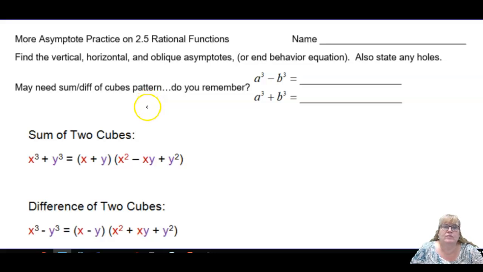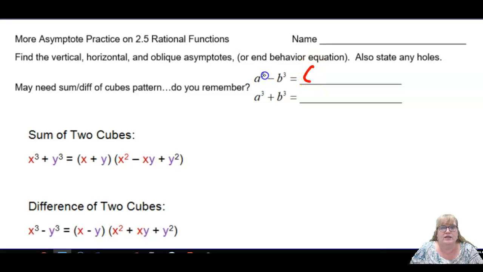Right, guys. Hopefully in the Google Meets I've had time to go over some more graphing of rational functions with you. But this is just a little overview of all the different kinds of end behaviors that can happen. So you don't have to graph anything on this worksheet, but I do need to review with you the sum and difference of two cubes.